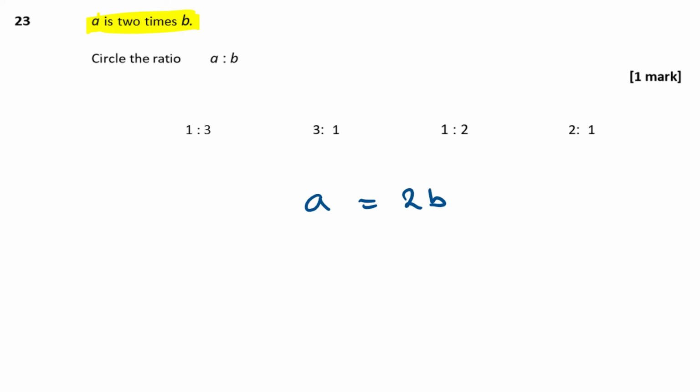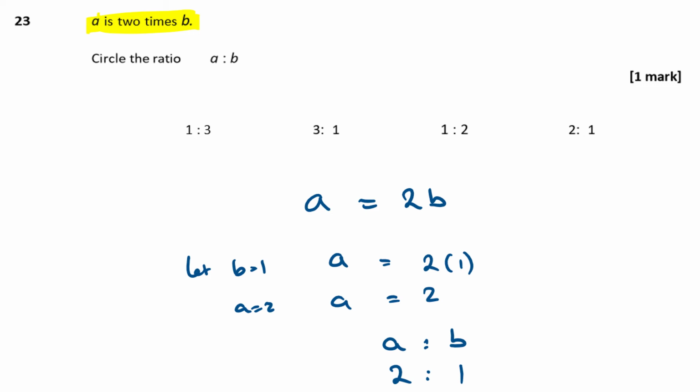Now let's let B equal 1. Okay, so let's say B was 1, then A would be 2 lots of 1, then A would be 2. So when B is 1, A is 2. So you could say that the ratio of A to B then is 2 to 1. Okay, so it's that one there.